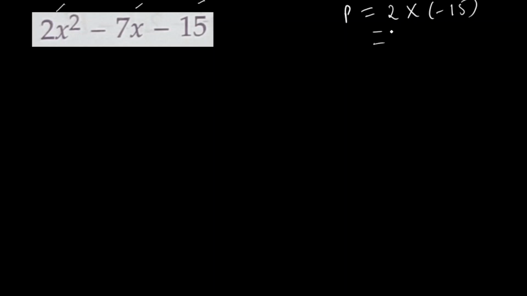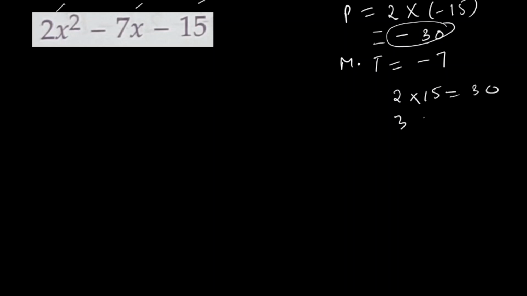So you have to write the numbers along with their signs. So 2 into minus 15 is minus 30. Then the middle term is equal to minus 7. Now the product is 30, so we can write the factors or multiples of 30. We know 2 into 15 is 30, 3 into 10 is 30, then 5 into 6 or 6 into 5 is 30. Then again, you can write 1 into 30 is also 30. So all the factors I have written this way.